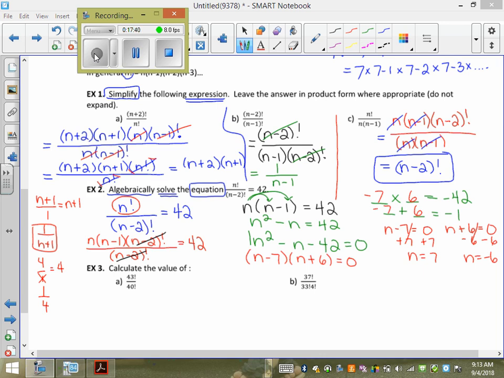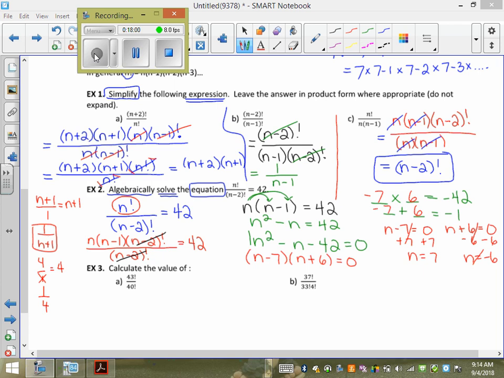No, if I go down by 1, it's going to be negative 6 to negative 7 to negative 8 to negative 9 to negative 10 to negative infinity. I'm never going to reach 1, am I? So can your factorial ever be a negative? No. So I check it back in. Negative 6 doesn't work. And then I check my other one, 7. 7 factorial over 7 minus 2 factorial equals 42.